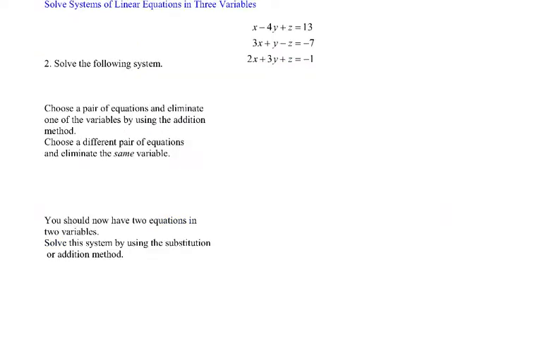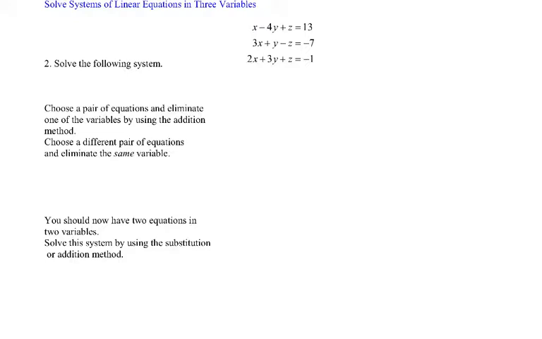The process for solving a system of equations in three variables is kind of cumbersome. It's a long process. It takes a lot of work. This is not something you can do in your head. It's something that needs to be done on paper. So please make sure that you give yourself plenty of scratch paper to work out these problems.